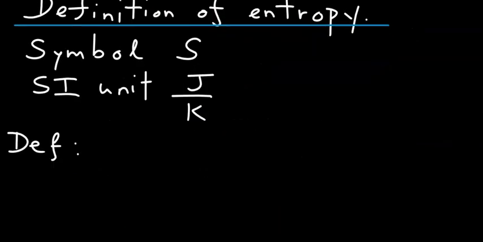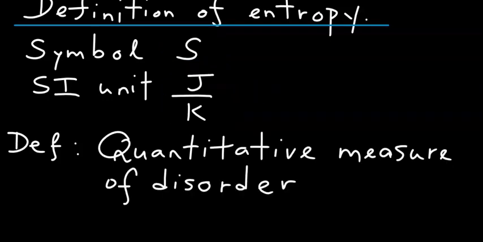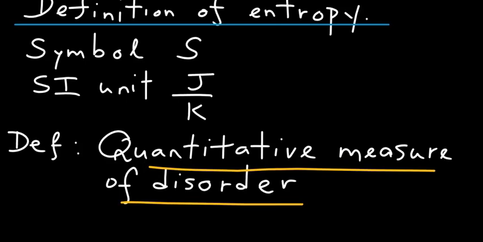Entropy is usually represented by the capital letter S. The SI unit to quantify entropy is joules per Kelvin. Now, this will become clear soon. By definition, entropy is a quantitative measure of the disorder of a system in any specific state. And because entropy is a measure of the disorder of a system in any specific state, it must depend only on the current state of the system.